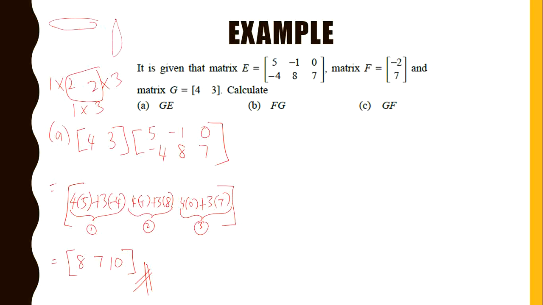This one multiplies this one. Then this one multiplies this one. And then this one multiplies this one. Then this one multiplies this one. Example. Okay. So you try FG and GF on your own.